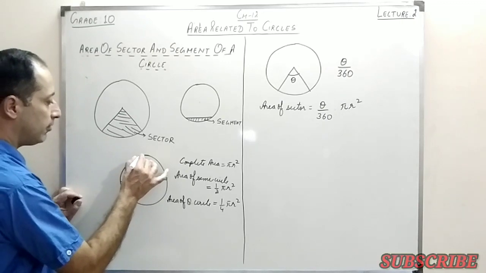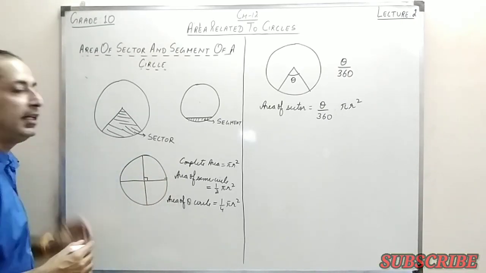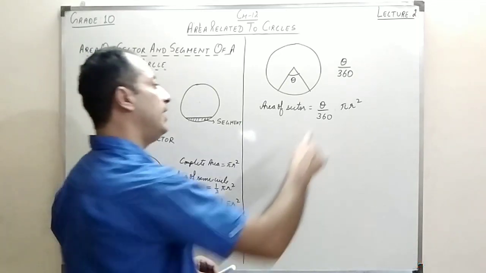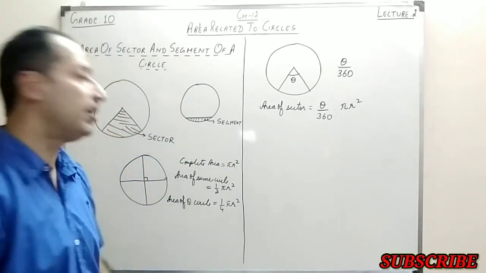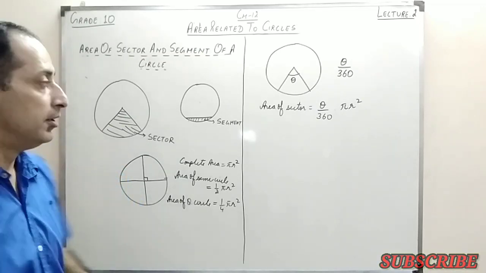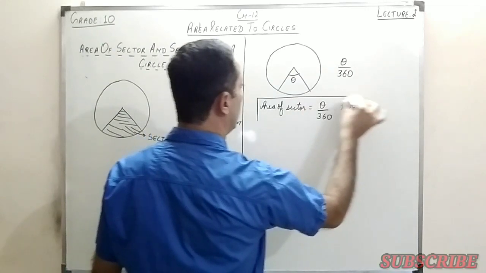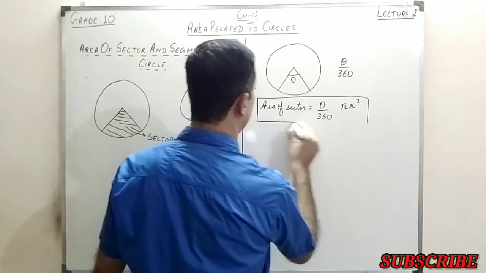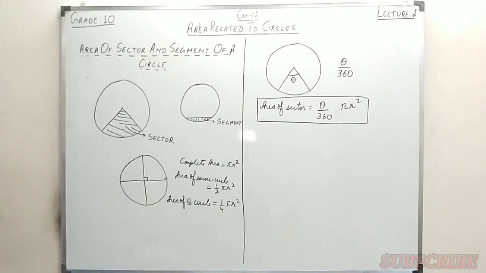Again, if I talk about the 4 equal parts, this angle is basically 90. So if I put 90 here, 90 by 360 becomes 1/4. So this is what I have written as the area of the quarter circle. In general, we have the formula of area of sector as theta by 360 into pi r square, right?